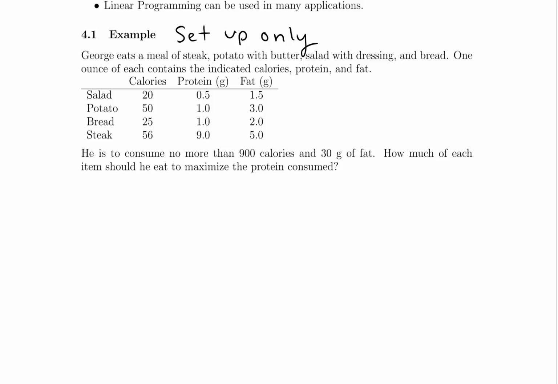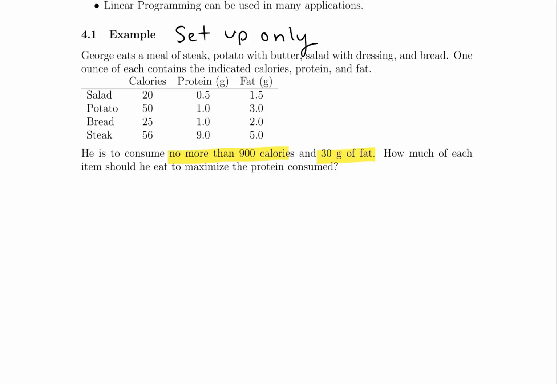Okay, so let's see. George eats a meal of steak, potato with butter, salad with dressing, and bread. 1 ounce of each contains the indicated calories, protein, and fat. So we're given how many calories, how many grams of protein, and how many grams of fat are in 1 ounce of each of those items. So he has to consume no more than 900 calories and 30 grams of fat. So this is looking like something I'm going to need for the constraints, right? This is limiting how many calories and how much fat he's going to eat.